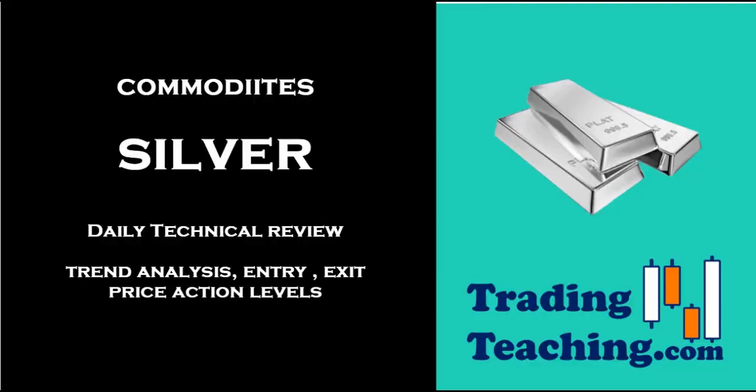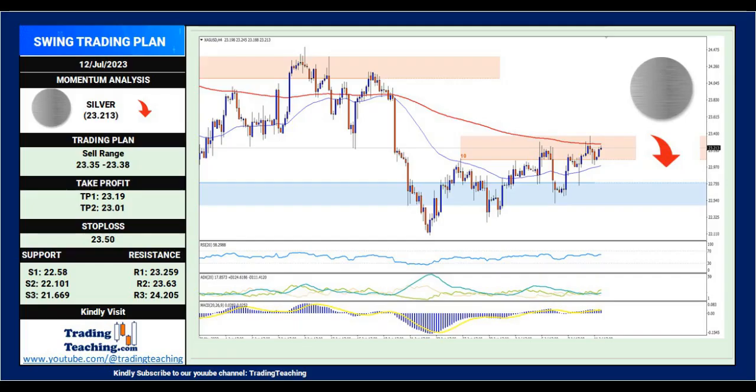Silver technical view. The current silver price is 23.213. The technical analysis forecast for the next 2 to 3 days suggests a favorable downtrend for silver. The 23.35 to 23.38 price zone is a good area to sell short, with an expected downside of 23.19 and 23.01. If market behavior changes, stops should be placed at 23.50 to control the risk.